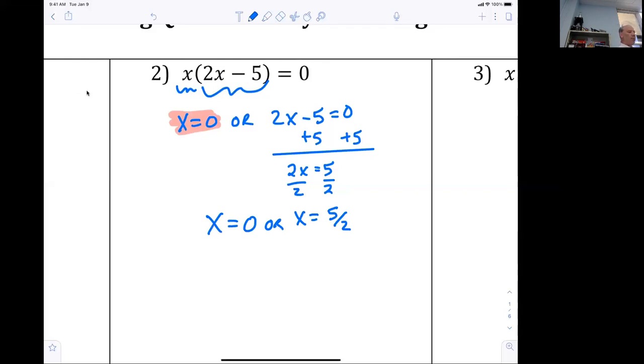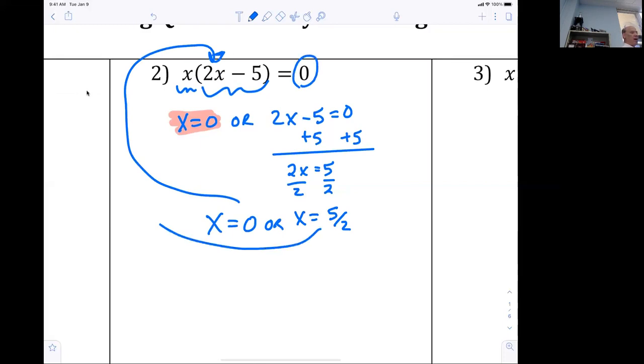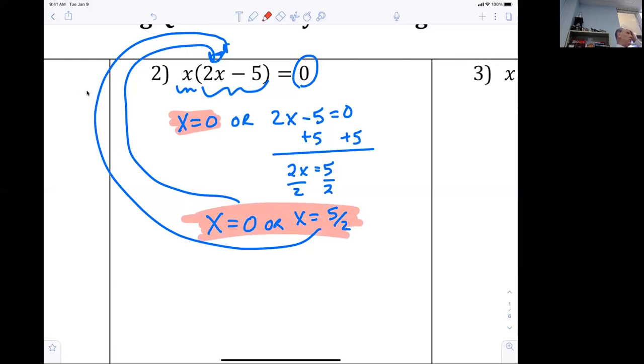Now, what happens if I plug 0 into this equation up here? What will I get? 0. That is correct. What happens if I plug 5 halves into this equation? Regardless, you get 0. I will get 0 also. So now, in the past, we've only gotten one answer. I'm telling you now, you will have how many answers? You will have 2 solutions because it's a quadratic. All right? So the rule, set the factors equal to 0 and solve the individual factors.